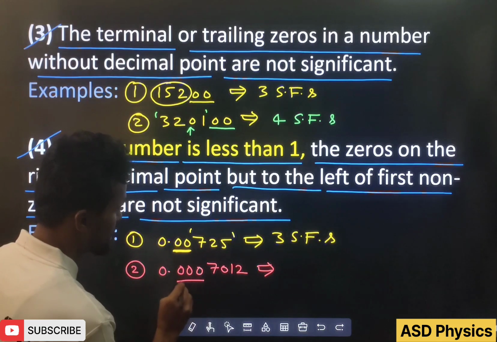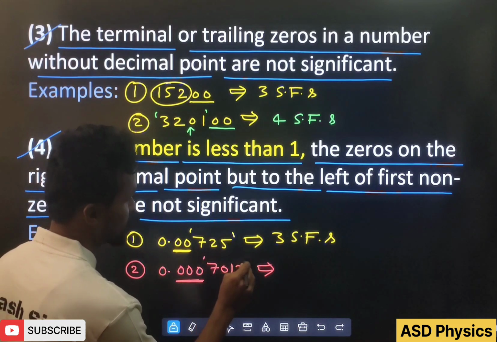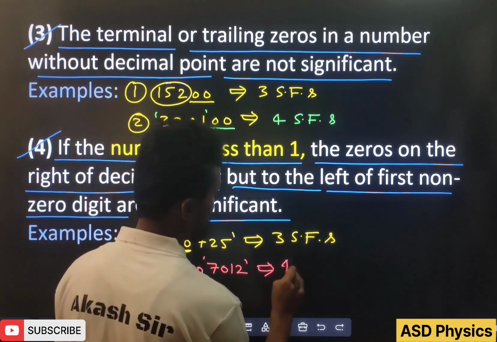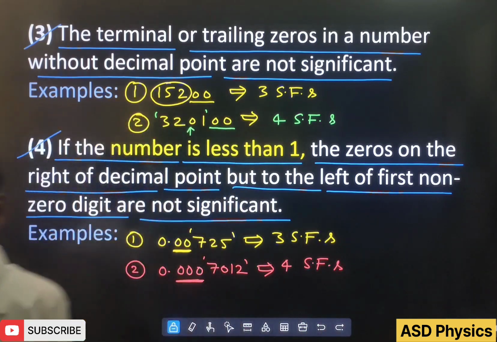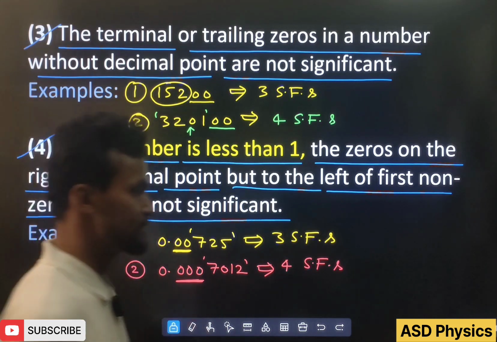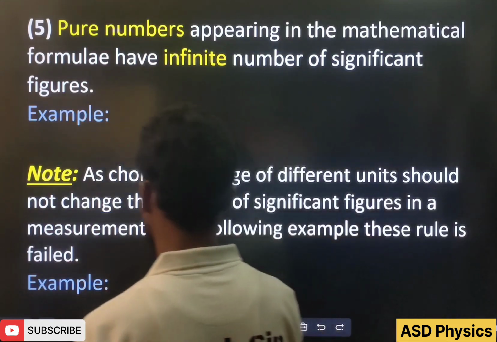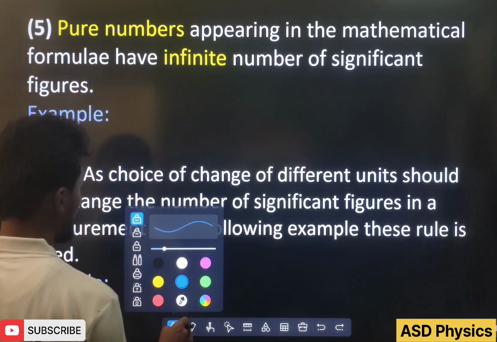So here, students, how many significant figures will be there? Again I am telling that these zeros are non-significant. That means this one here. So how many significant figures are there? 4 significant figures are there. Is it, students? Kindly see very well how we have done this, especially when the number is less than 1. Okay, great.